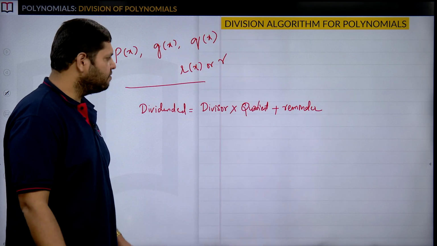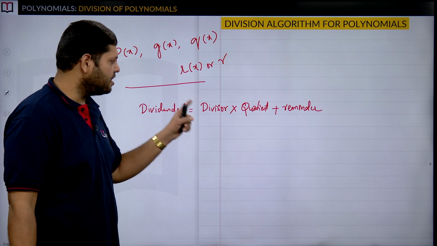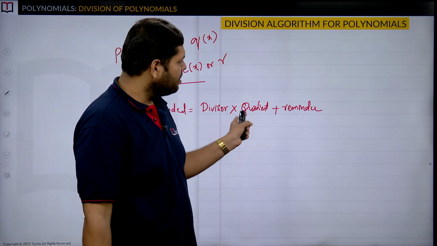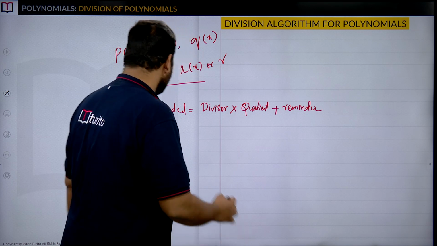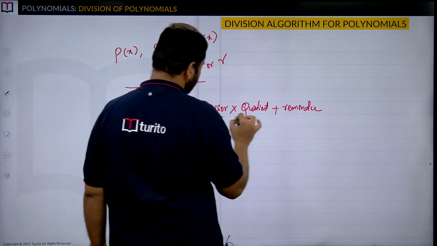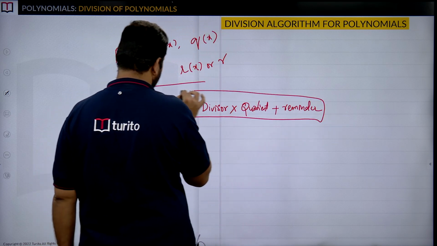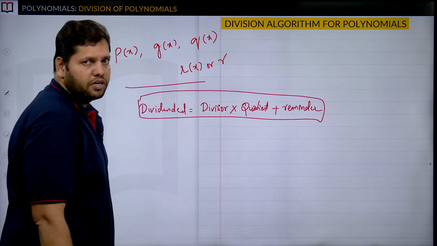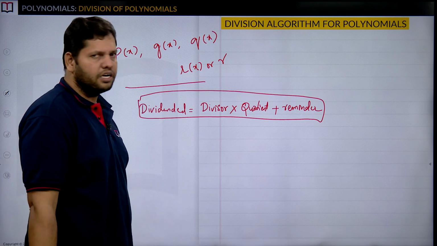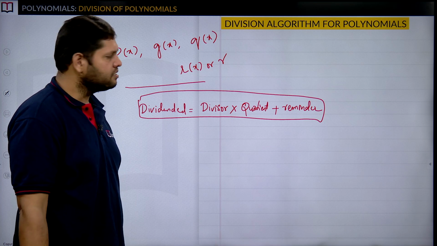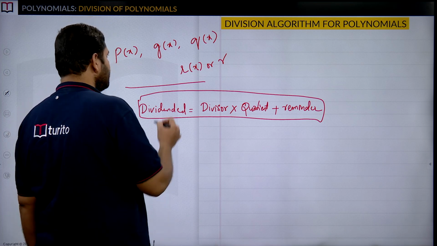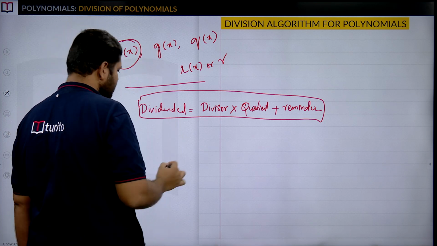So the division algorithm we can write as dividend is equal to divisor into quotient plus remainder. This is called a division algorithm for polynomials. Children, what is the dividend I have taken? I have taken p of x as the dividend.